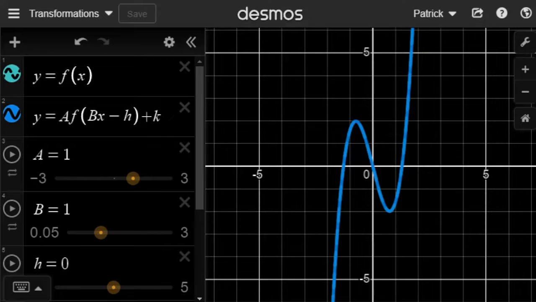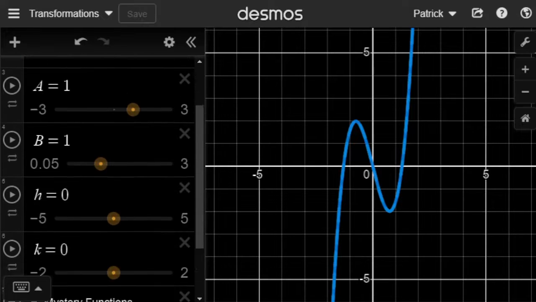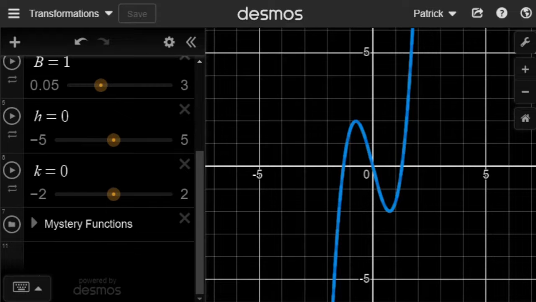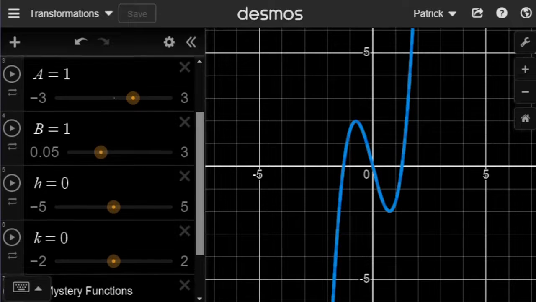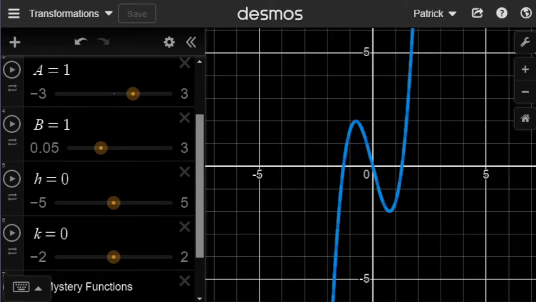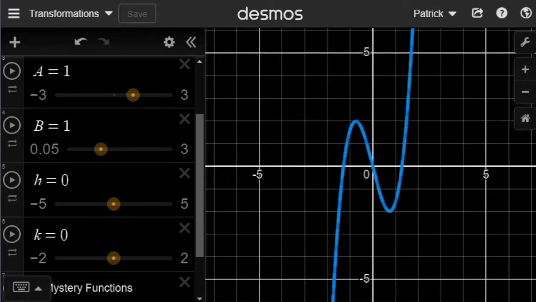If we set a equal to 1, and we set b equal to 1, and we set h equal to 0, and we set k equal to 0, these are the exact same equation. And if I scroll down just a little bit in my window here, you will see that that is exactly what I did. And yes, I have a mystery function hiding down there at the very bottom. But there, that gives us everything and some control on it.